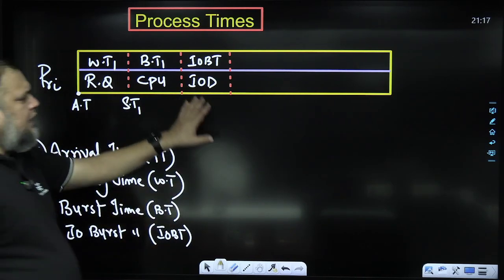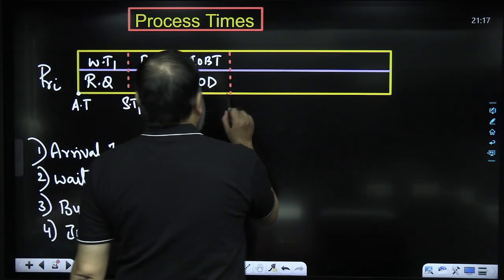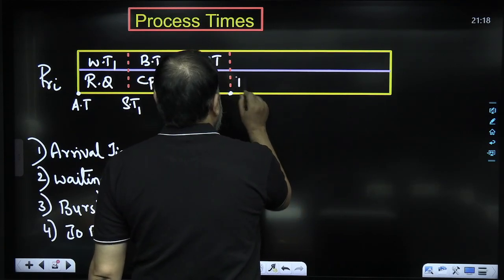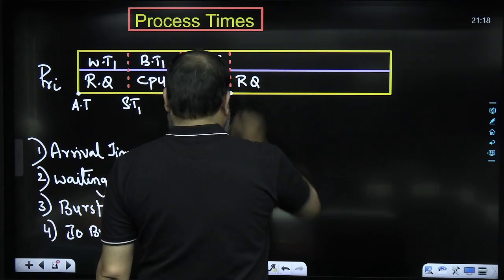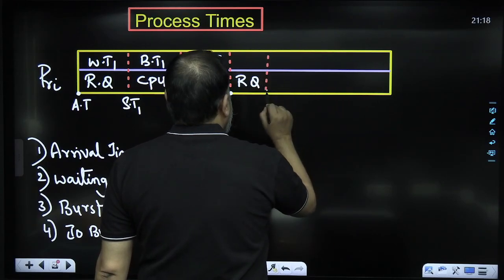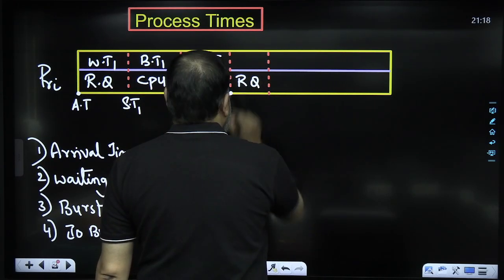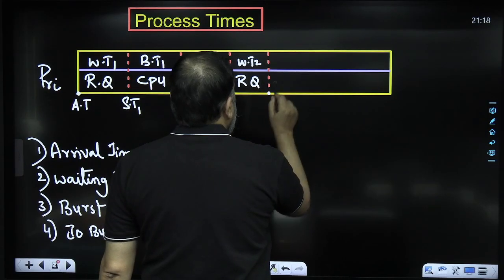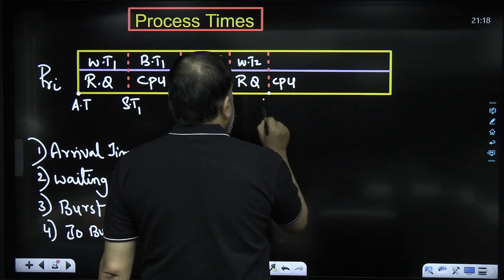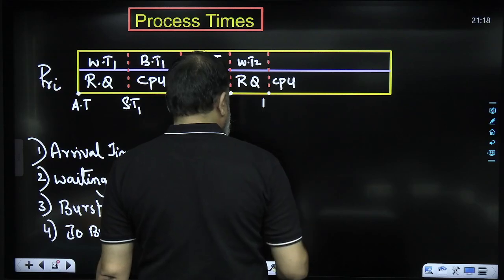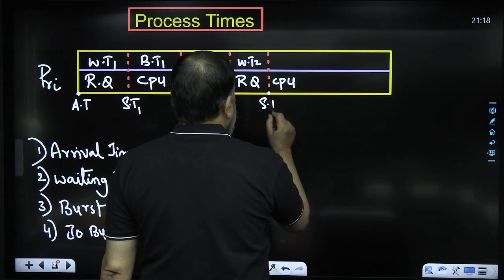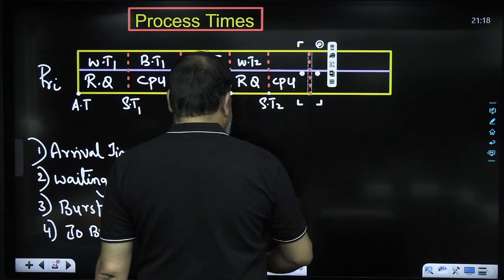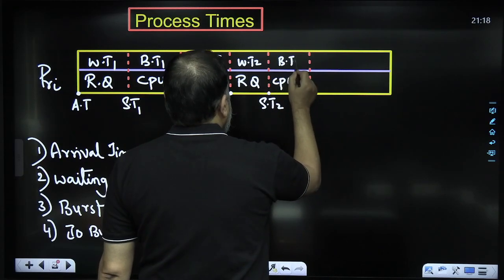Then after completion of the IO burst time, where will the process come back? From the block state to the ready state. So it will come back to the ready queue again. And it waits in the ready queue again to get a chance to run on CPU. This is another waiting, WT2. And again it gets a chance to run on CPU. This is another scheduling time, ST2. And the time for which it runs on CPU is another burst, BT2.